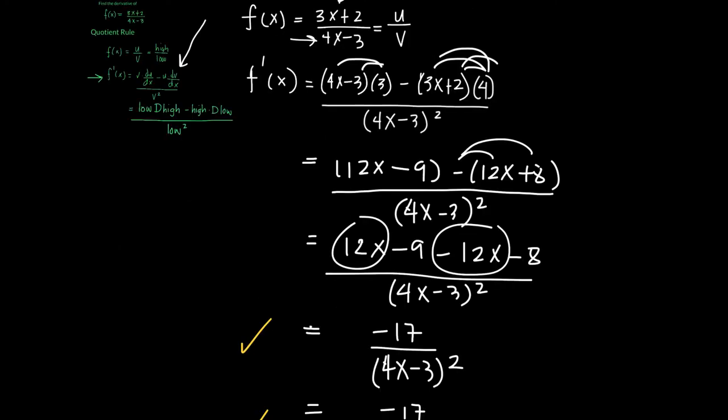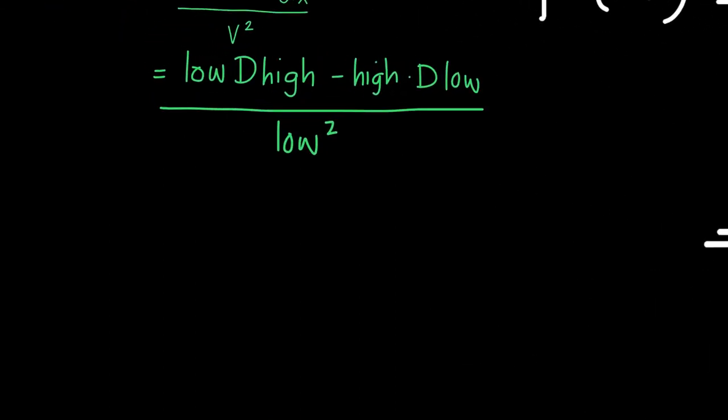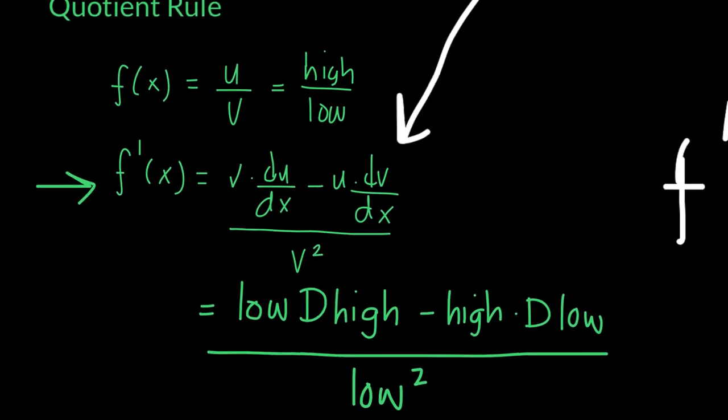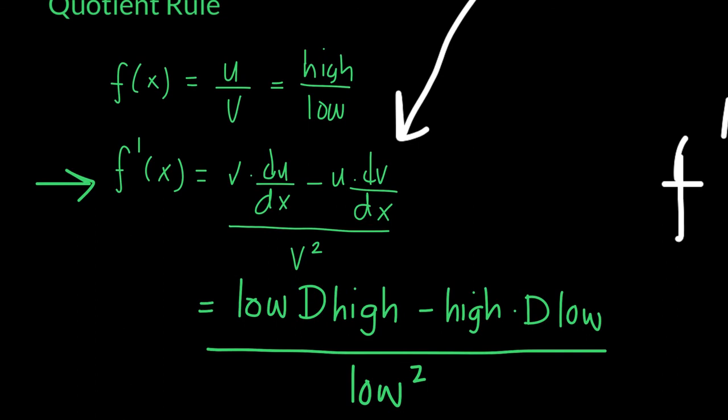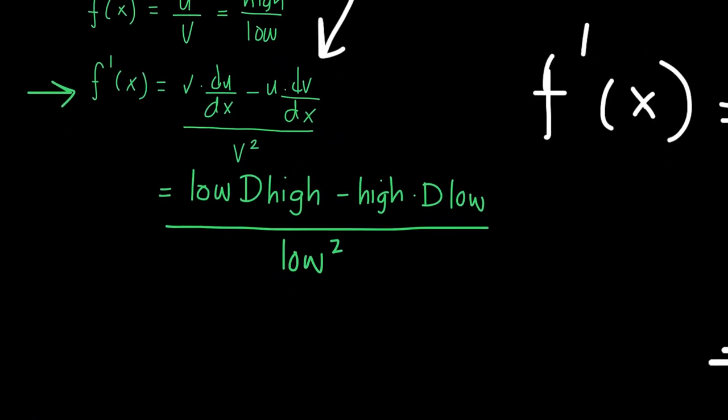So that's how we apply the quotient rule. So again, let's have a quick review. If the function is given as a quotient of two expressions, you can rename them as u and v, or high over low, and follow the formula v, the low, times du over dx, the derivative of the high, minus u, the high, times the derivative of v with respect to x, that is dv over dx, which is the low, and then you have everything divided by low squared, or the v squared. So as I suggested, you can use low d high minus high d low over low squared to easily remember the quotient rule.